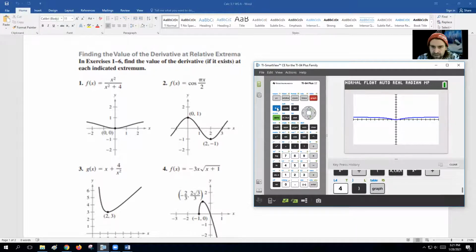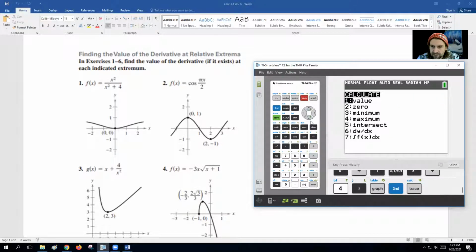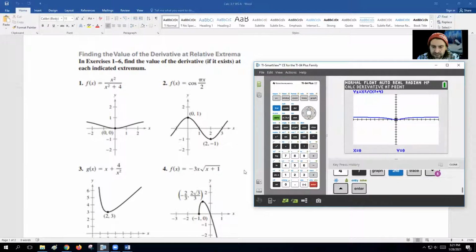That's what we got. And remember, if we do second calc and we go down to 6, dy/dx, and type in our x value, which would be 0 at that point, it will tell us the slope at that point, and dy/dx is 0. Okay, that has a slope of 0. We might notice a pattern here. Let's skip 2. You guys will do 2 on your own. Tell me the slope of those 2 points there.